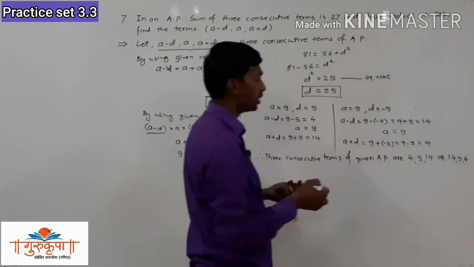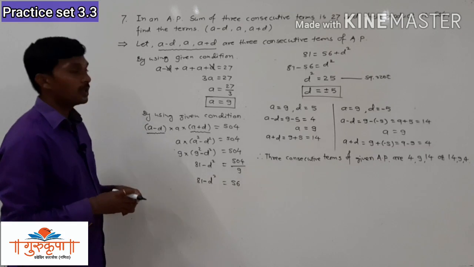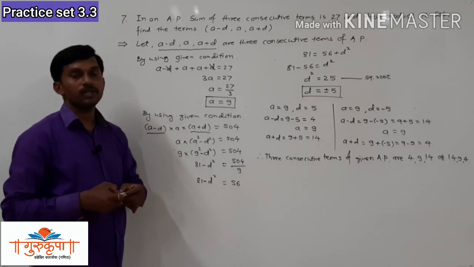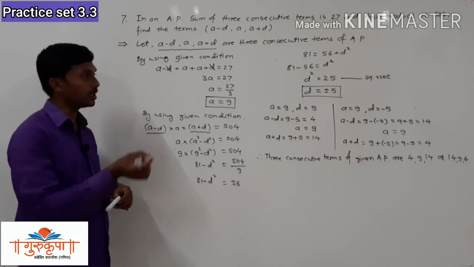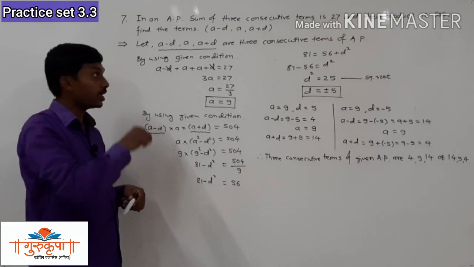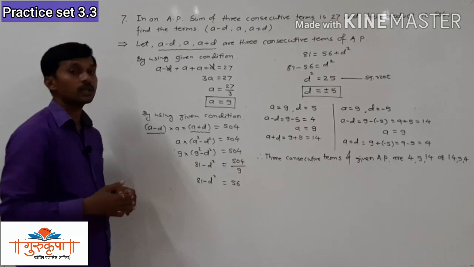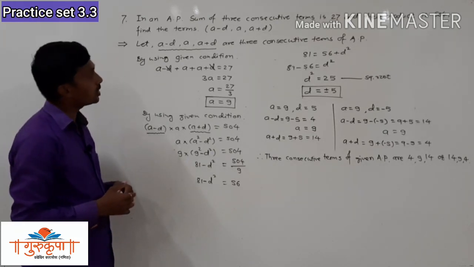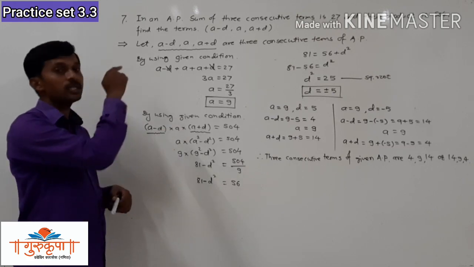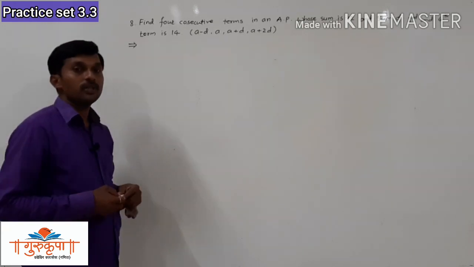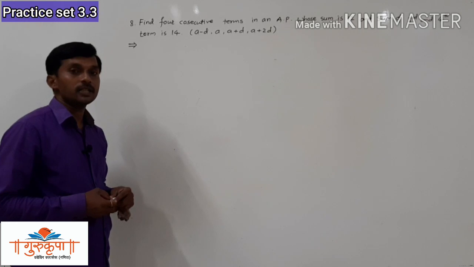So this is all about example number 7, which depends upon the concept of particular terms in an AP, and we studied that concept first and then we solved example number 7. Now we have to study example number 8, which again depends upon the same concept. Number 8 from practice set 3.3.